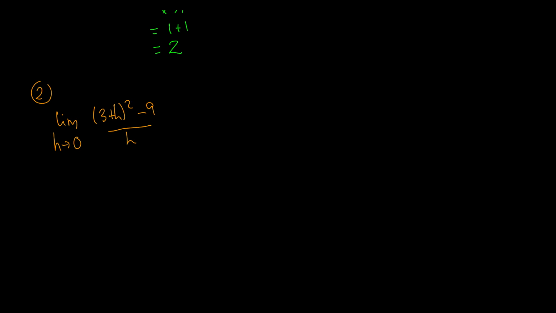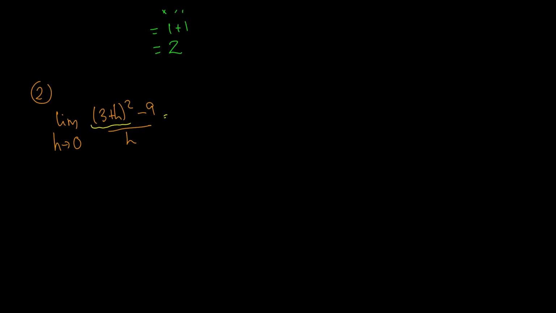Well, if we plug 0 in, we're going to get the same thing. That's 3 plus 0, which is 3, squared is 9, minus 9 is 0, over h is 0. Once again, can't happen. So what do we do? We need to figure out something else that works. So why don't we try our first thing, which is expanding that.